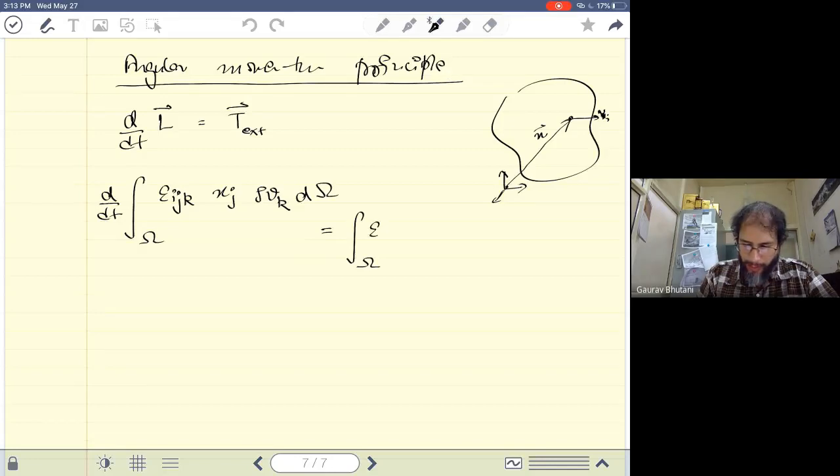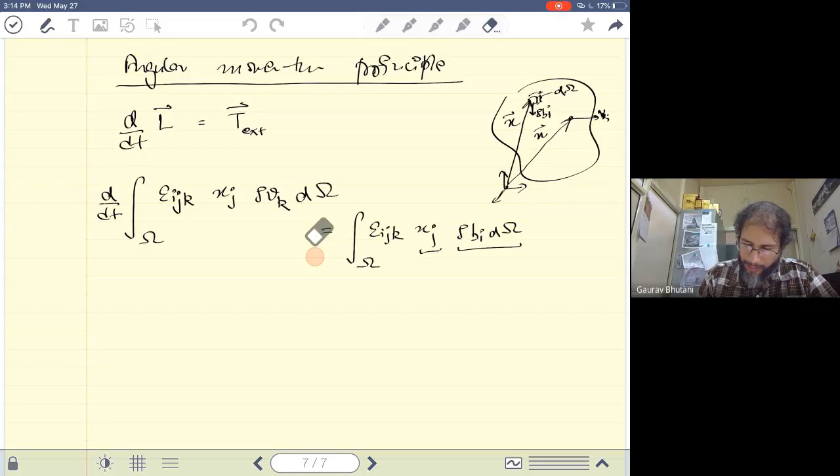So this becomes epsilon ijk, and then we have xj, which is the position vector. So we're talking about some, let's say, body force here. So we get xj, and then our body force is rho bi d omega. So this becomes your force. This is your position vector. So it's cross product of the two. And we integrate that over the complete volume to find the net torque because of body force.